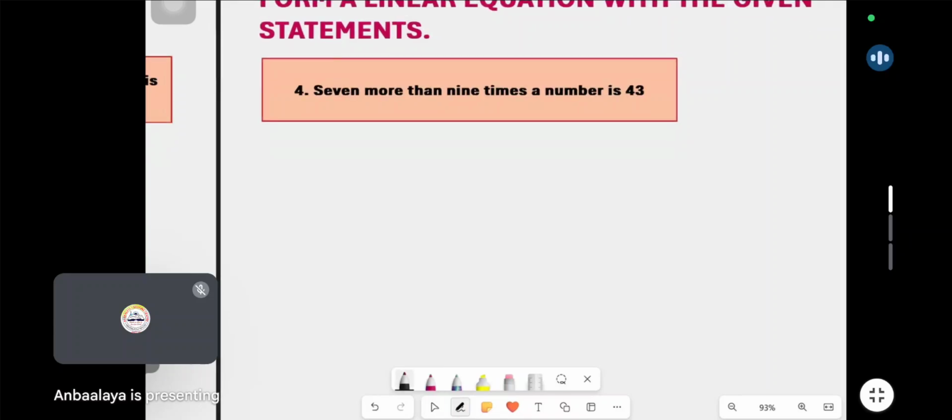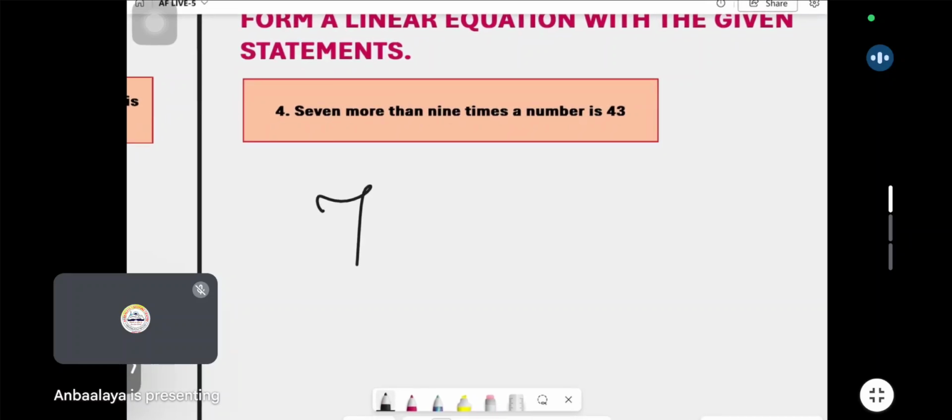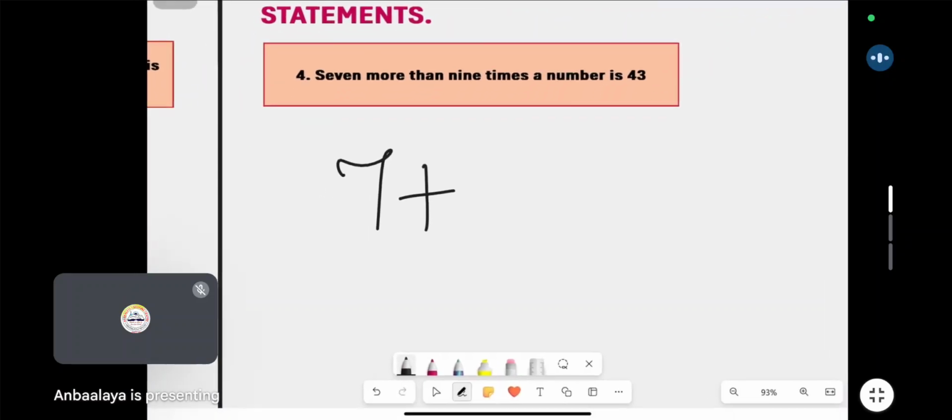Very good. So how we should write for 7 more than: more than means we should always put a plus sign. So I'm writing plus here. 9 times a number. We don't know what that number is. Okay, is my voice breaking for you? You can hear the audio, right? Yes, ma'am.